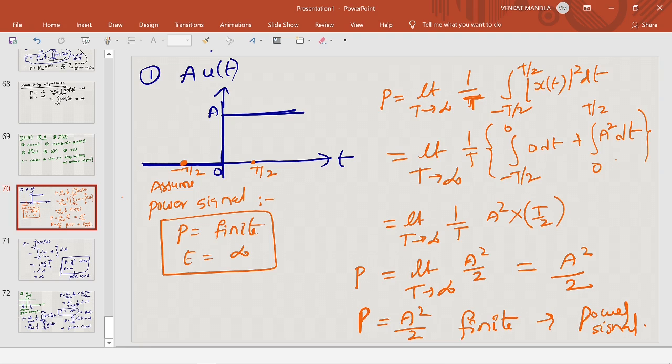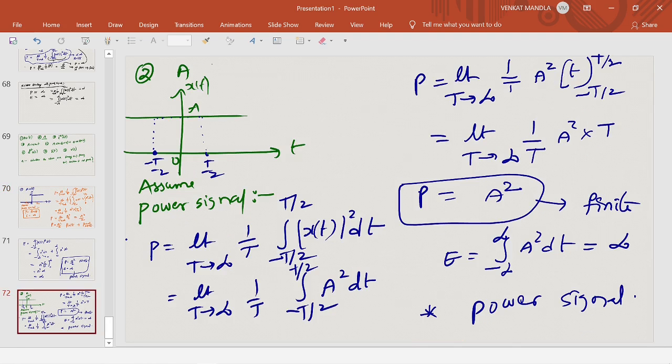because u of t is present only in the positive half. But here the signal is present in both halves, negative half and positive half. So here power equals A square. There, power equals A square by 2. Okay.